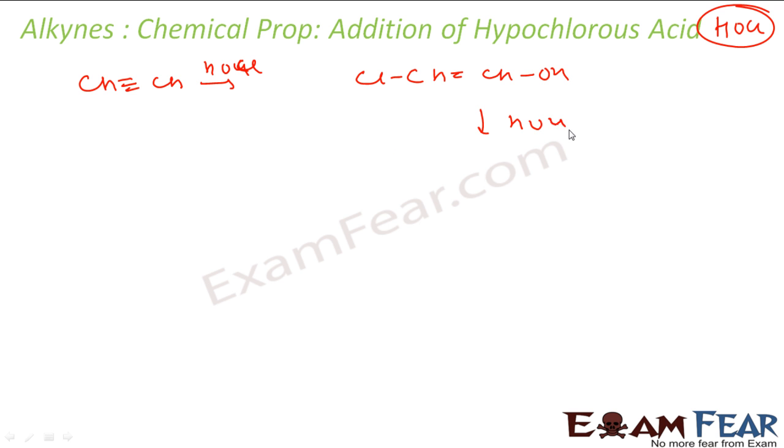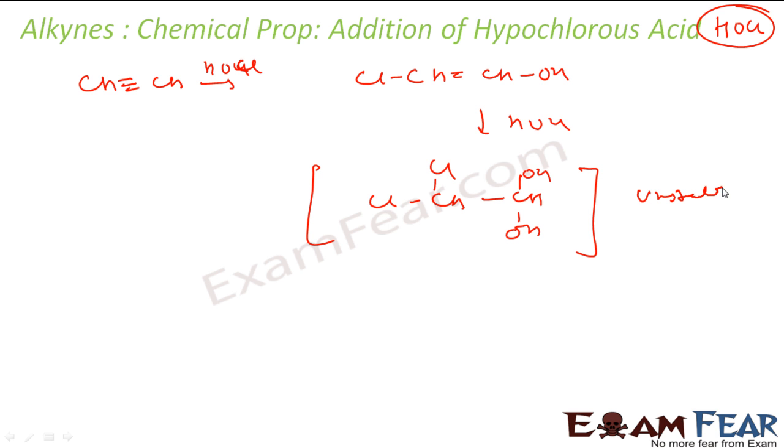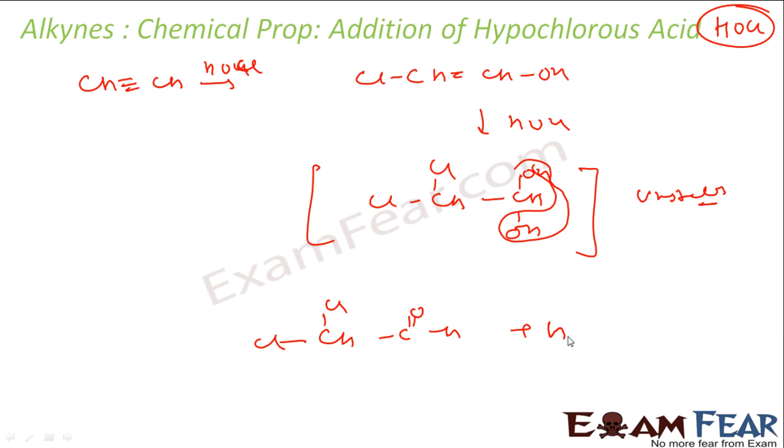So again, if you add HOCl, this will be again CH and Cl. Here more Cl will be added, and here one more OH will be added. This should form, but this compound is unstable. Correct? So what will happen is it will lose water from here. So it will form CHCl2, COH and water. This is called dichloroacetal. This is addition of hypochlorous acid. Pretty simple. This will be OH minus and Cl plus. So here the chlorine will get added, and here the OH will be added.